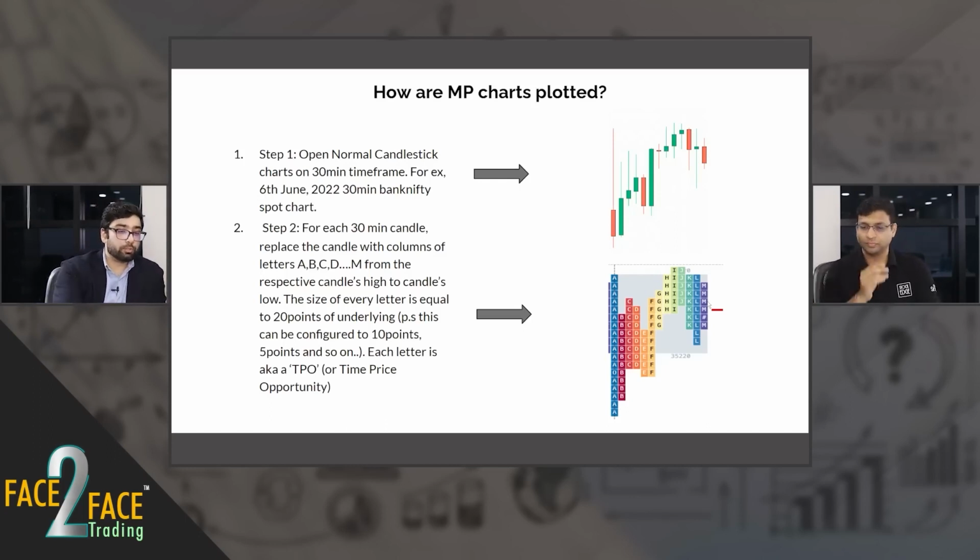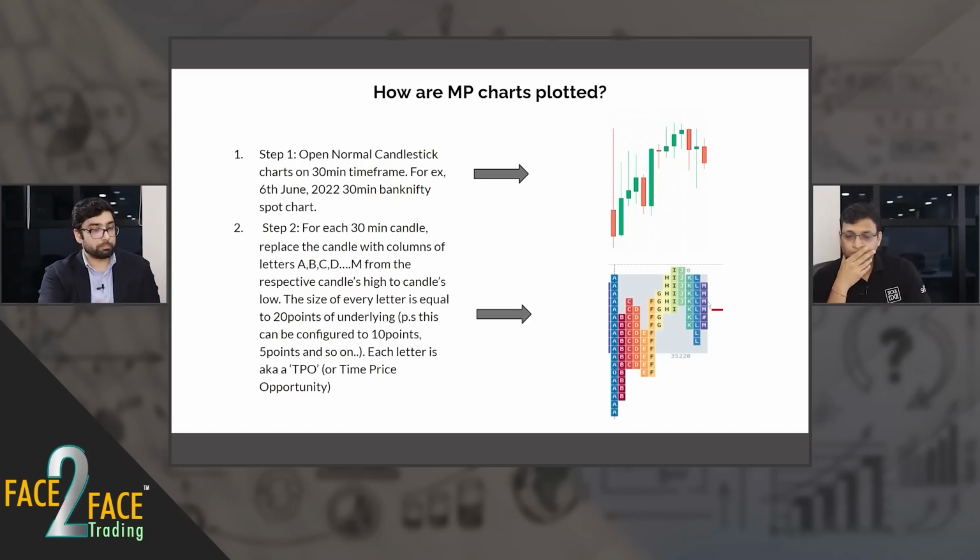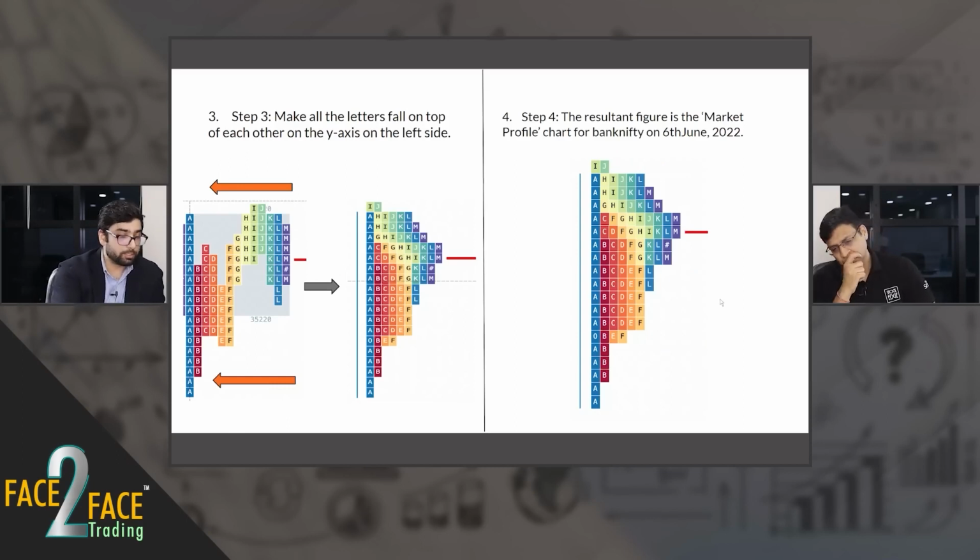Right. So अब हमने पहले और दूसरे step में क्या किया है? पहले step में हमने candlestick charts लिए हैं. In the second step, we have converted those candlestick charts into a bunch of letters that range from the candle high to the candle low, and they go from A all the way to the letter M. Now on the third step, this is very interesting.